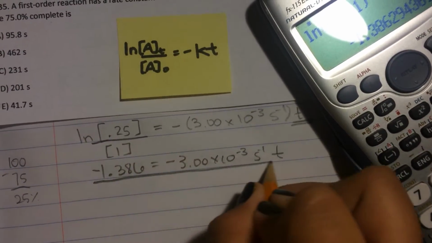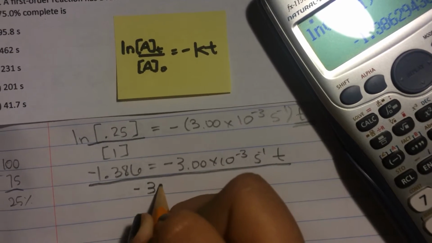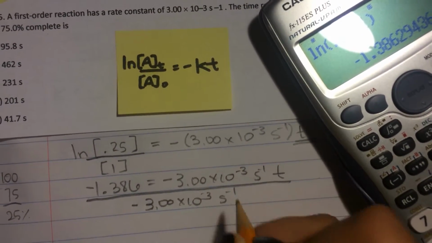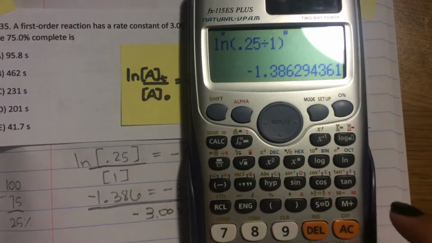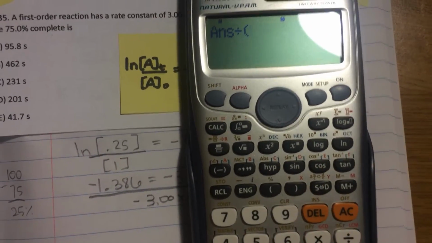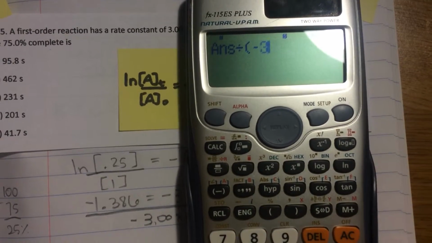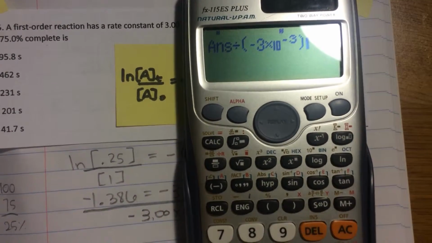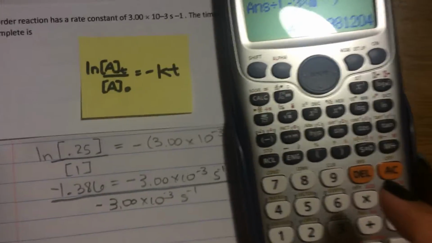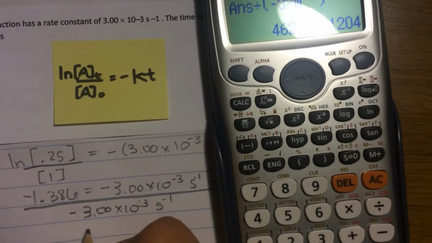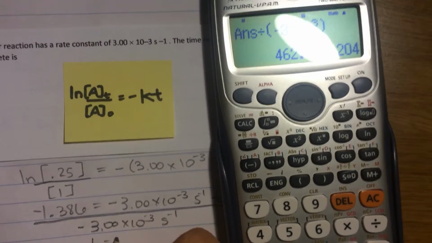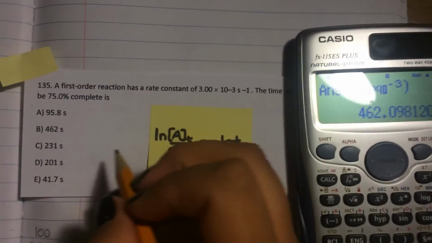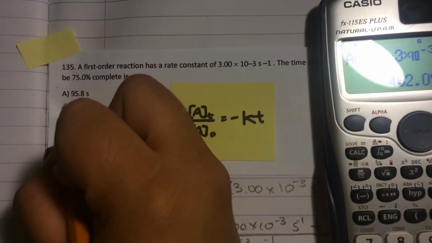We're going to want to isolate that time, so we're going to divide by the 3 times 10 to the negative 3 per second. So we want to divide this, and I'm going to put parentheses here, negative 3 times 10 to the negative 3, and that gives us 462, so time is equal to 462 seconds. And in our answer choices, it is right here.